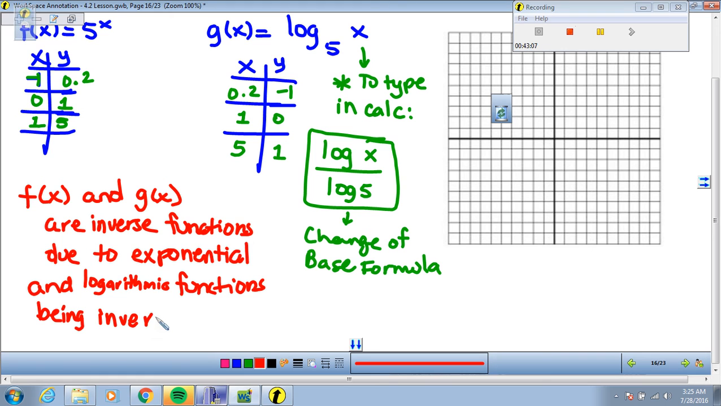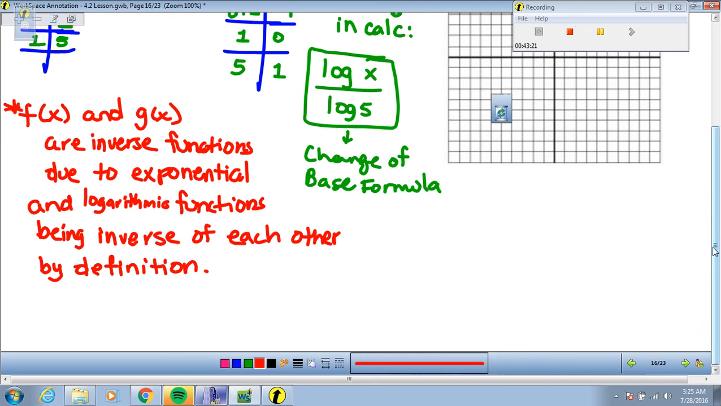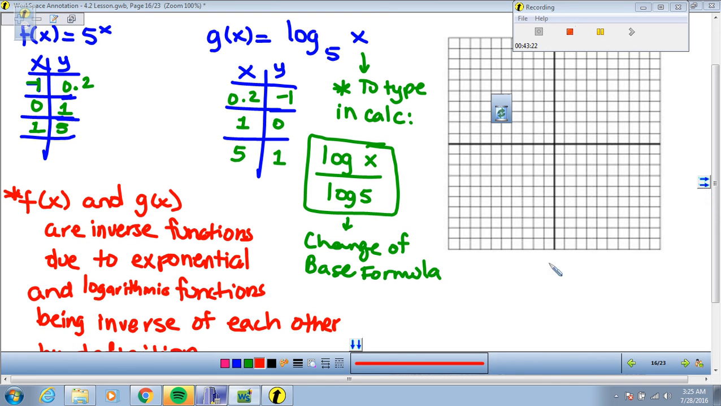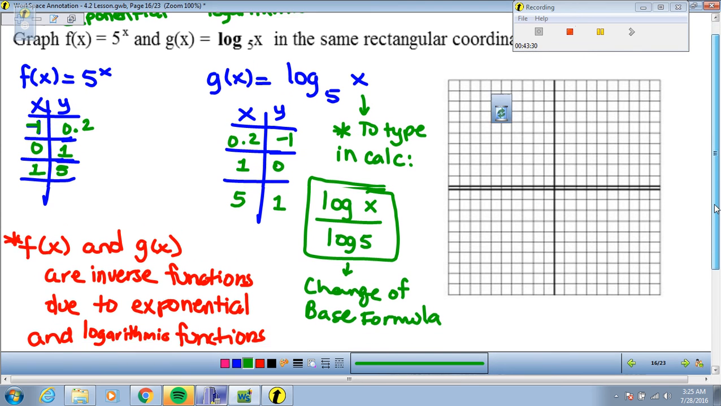Functions being inverse of each other by definition. That's something that you must memorize. This is something important, and because of that is the reason that the x's and the y's are flipped. So how do I know that these are inverses of each other?